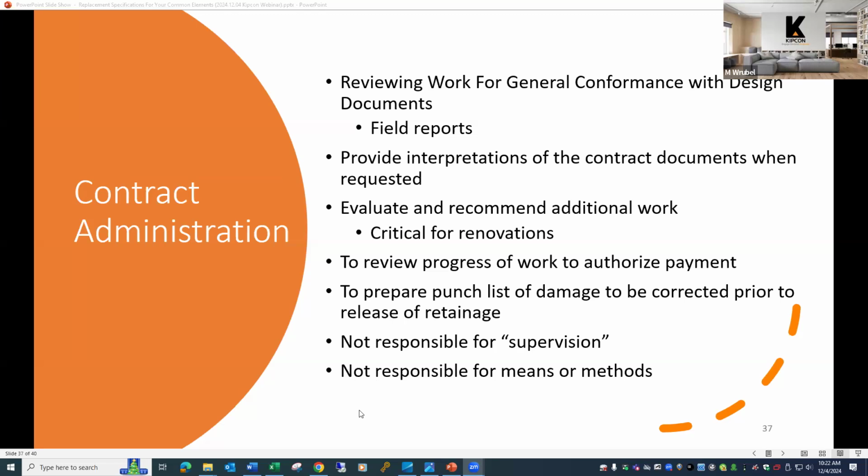And also during contract administration, the invoices from the contractor would be submitted to the owner and copied to the engineer. The engineer would look over those invoices, and because they've been doing field visits, they can certify whether this work has actually been done. Is it ready to be paid for? Is it in good condition? Is it substantially complete?